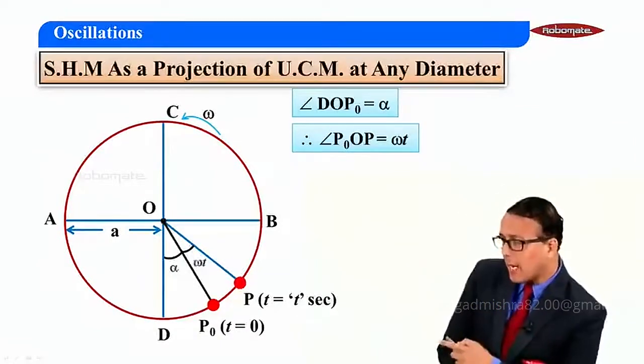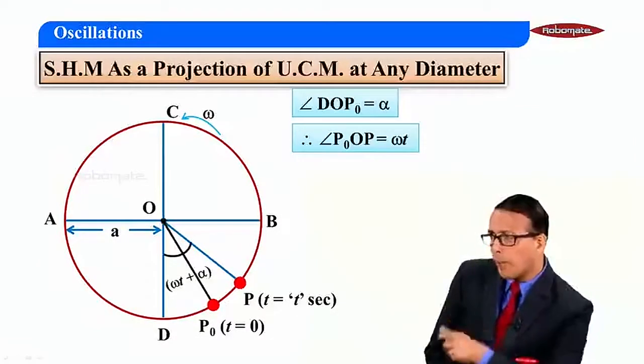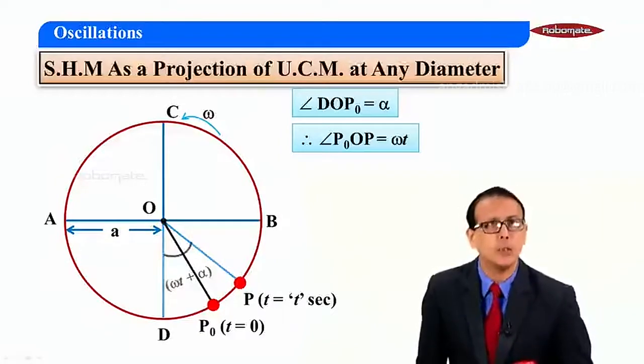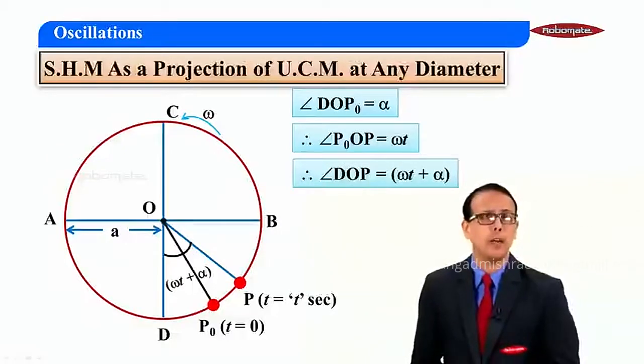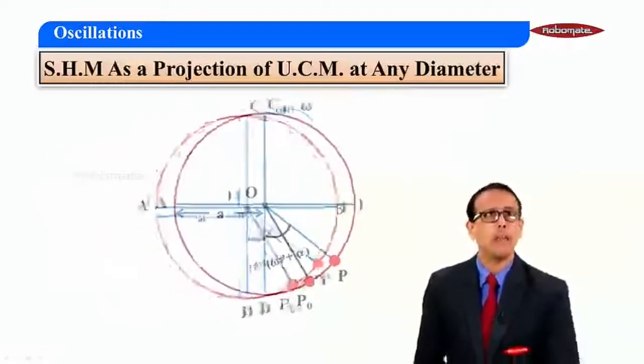Therefore, the total angle DOP can be written as, yes students, the total angle becomes omega t plus alpha. Let's move ahead in the derivation, students.